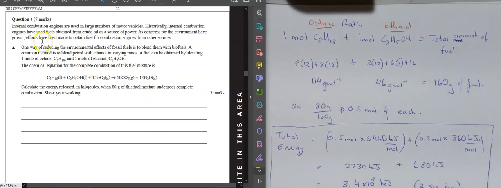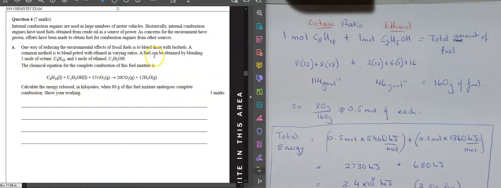Okay, this is a tricky one. You've got a combustion engine. A common blend of petrol has octane and ethanol, so it's got a bit of octane, a bit of ethanol. Calculate the energy released in kilojoules when 80 grams of this fuel mixture undergoes complete combustion.